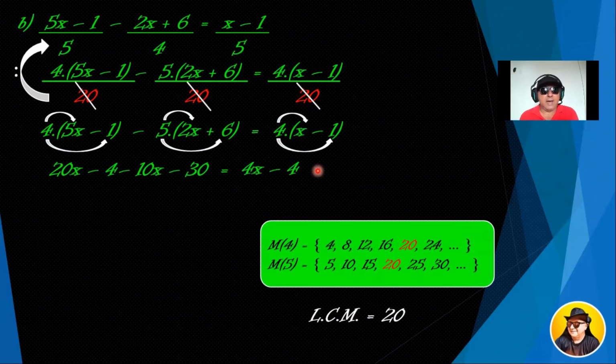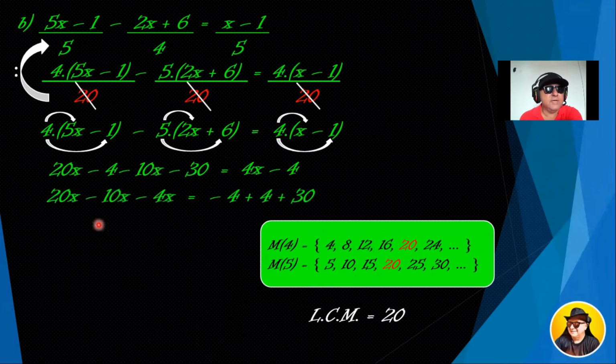So let's go ahead. Something very important is going to happen here. I have never talked to you about this before. Let's organize the families. You see, 20x, minus 10x, and minus 4x, because it was positive 4x, now it is negative 4x, sorry. And here I have minus 4. Here I have plus 4 because it was negative 4, now it is plus 4. And minus 30 now is plus 30.